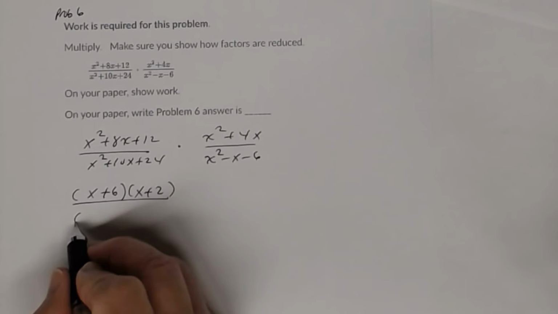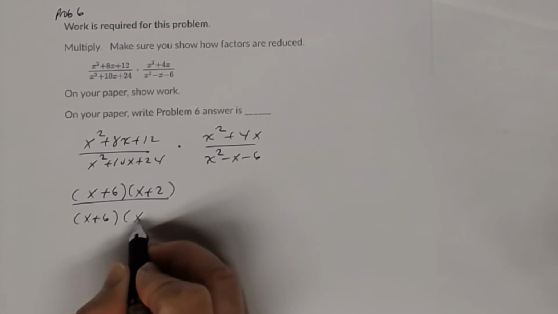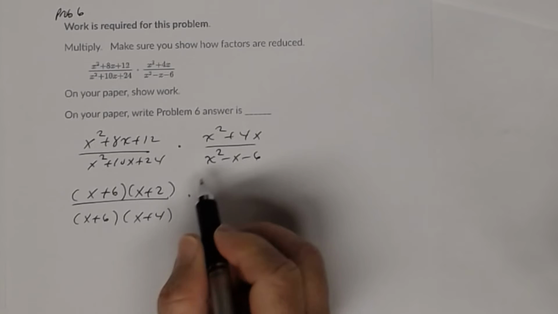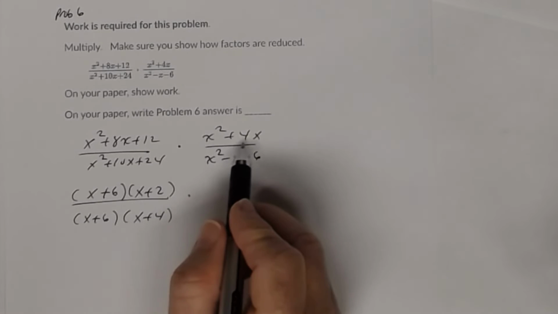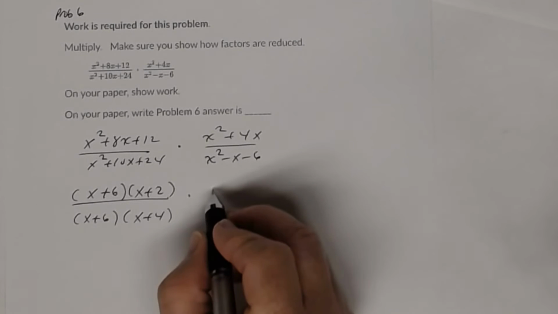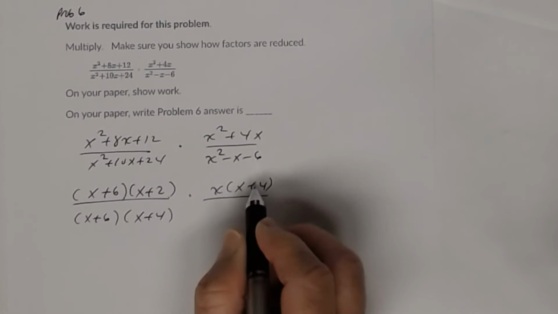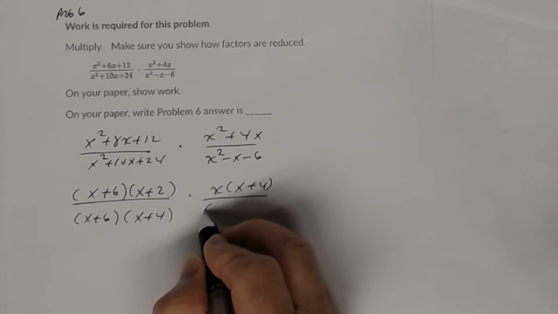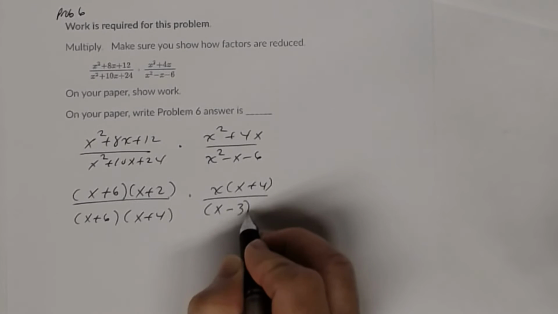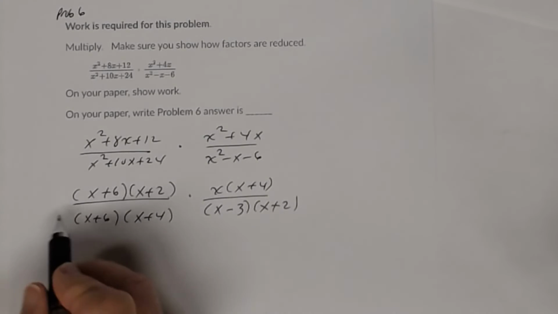The denominator, I can factor as x plus 6 times x plus 4. The numerator here, I can factor by first factoring out an x. That's the GCF, x. So I get x times x plus 4, divided by, and then in the denominator, I get x minus 3 times x plus 2. So that's what I had to see first.